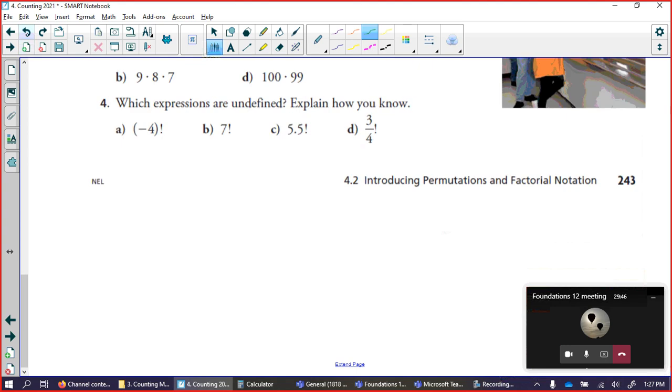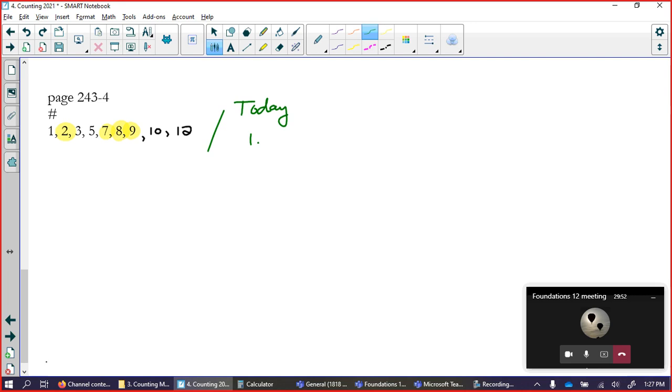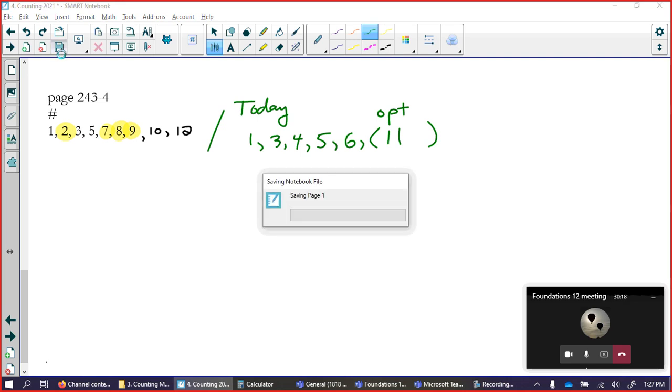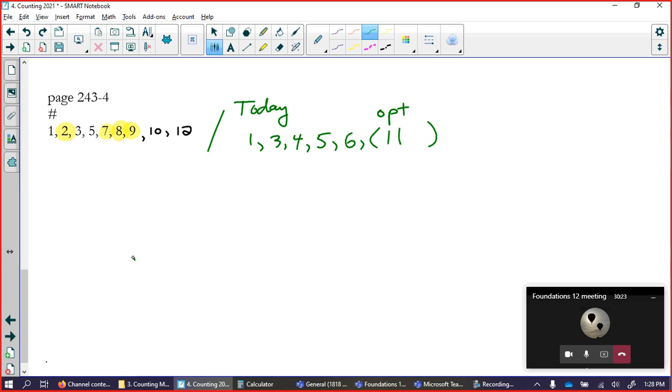Whoa. Sorry. 1, 3, 4 is essentially a multiple choice or pick question. 4, 5, 6. And the optional is 11. A and B are relatively straightforward. C and D will involve quadratics, like the example up there has. However, they're not going to be ones that you can't factor.